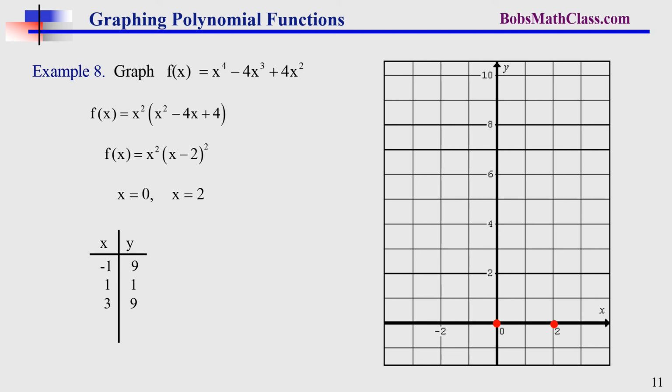All right, plot those points. There we go. Remember to bounce. So it comes from the top, goes down, bounces, comes back up, then goes down, bounces at 2, and then goes back up. Kind of looks like a W, right?